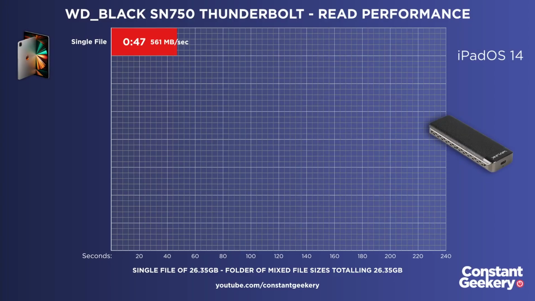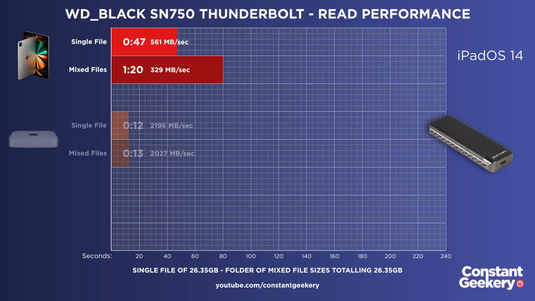So first of all, it's the read test. So this is copying from the external drive to the internal SSD of the iPad Pro. And we can see that the single file took 47 seconds. And that was 1 minute 20 for the folder of mixed files. Now, if you just compare those figures with, say, the M1 Mac Mini, you can see that the Mac Mini managed to read the single file in 12 seconds and the folder of mixed files in 13 seconds. So the Thunderbolt performance of the iPad Pro is really lagging behind other machines with the M1 chip, like the M1 Mac Mini.